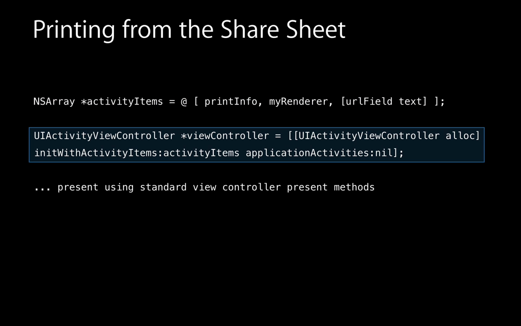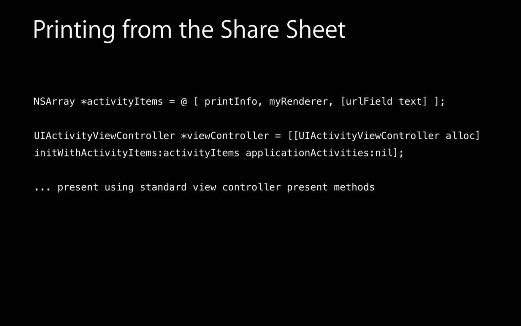Then we'll just initialize our UIActivityViewController with the activity items that we just created and nil application activities. So printing is always an activity item, not an application activity. And then we'll just present using the standard view controller present methods.